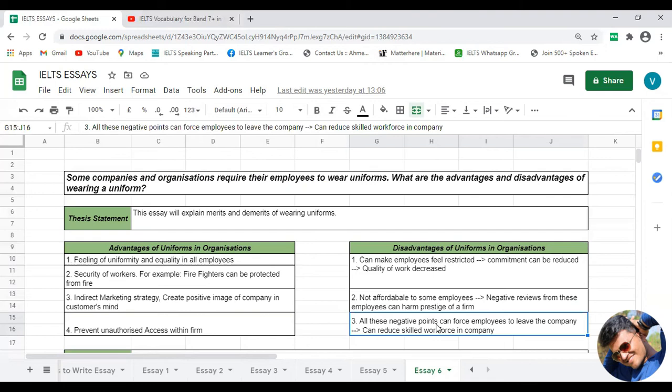Right, now whatever points we have discussed, let's say for example, the employees feel restricted, and because of that their commitment has been reduced and the quality of work has been reduced.